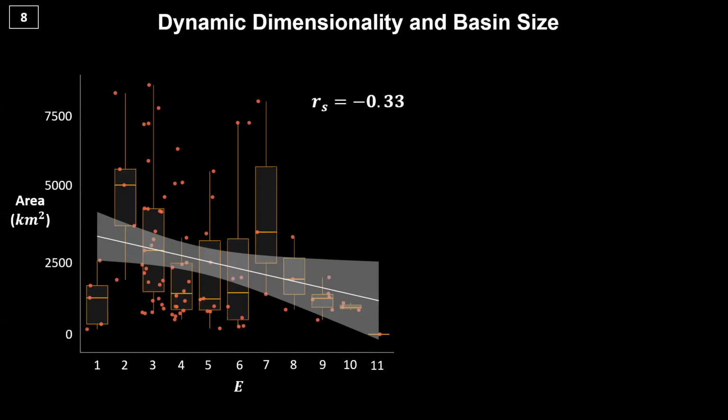And this observation corroborates qualitative statements that were previously made, indicating the simplicity of rainfall runoff modeling in large basins compared to small ones.